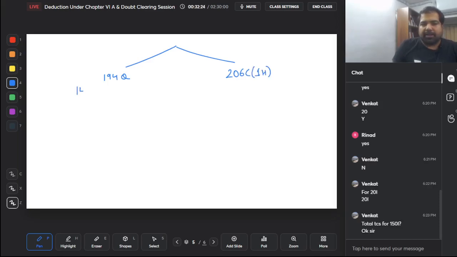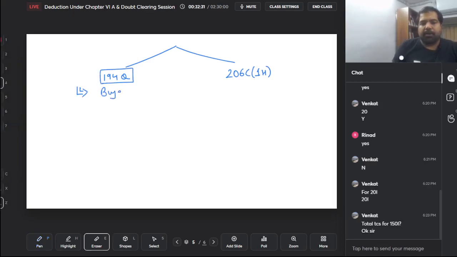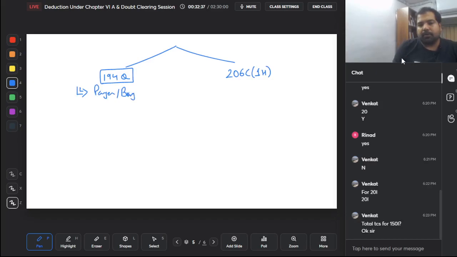First, guys, in this case, who will you focus on? In this case, you will focus on the payer or the buyer. This person is the payer, also called the buyer. And in this case, who will you focus on? You will focus on the seller.